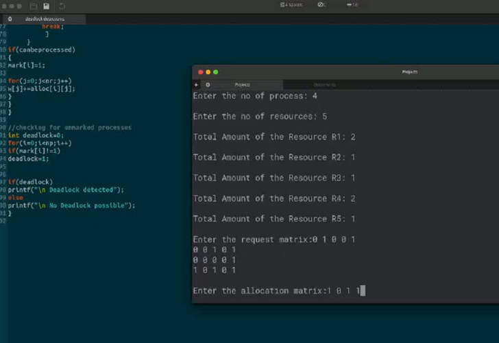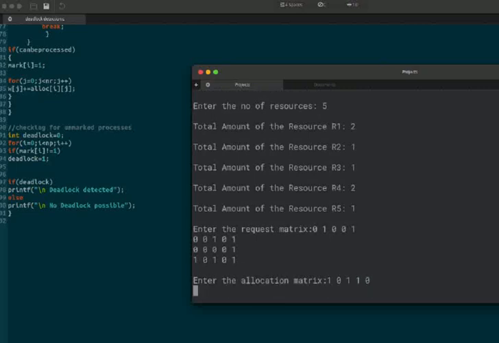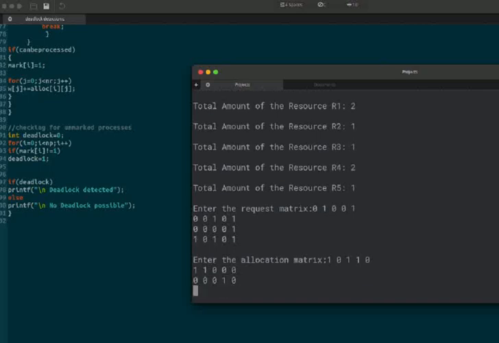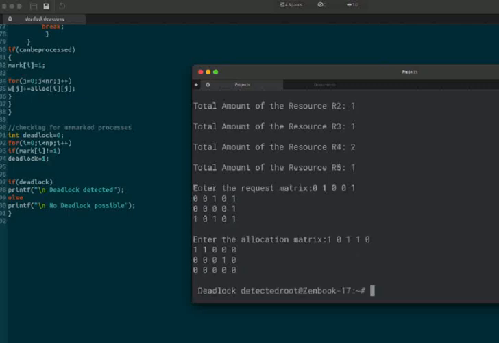Then next, enter the allocation matrix. That is 10110, 11000, 00010, and the next one 0000. So here deadlock is detected. So we have successfully executed the deadlock detection program.